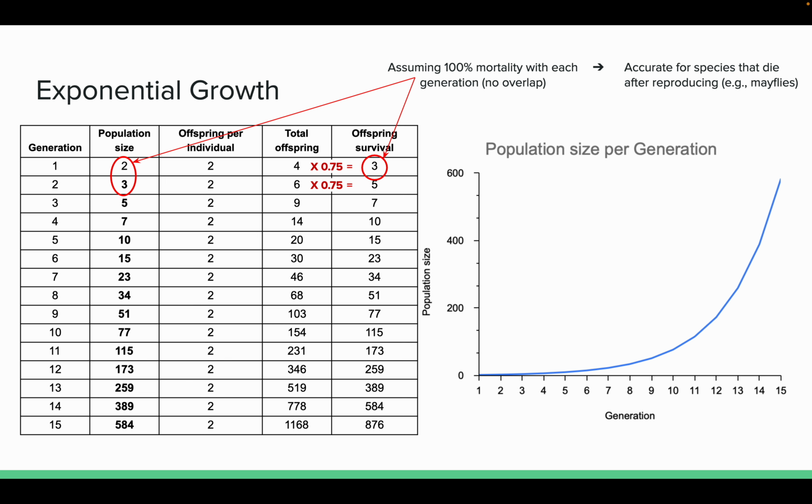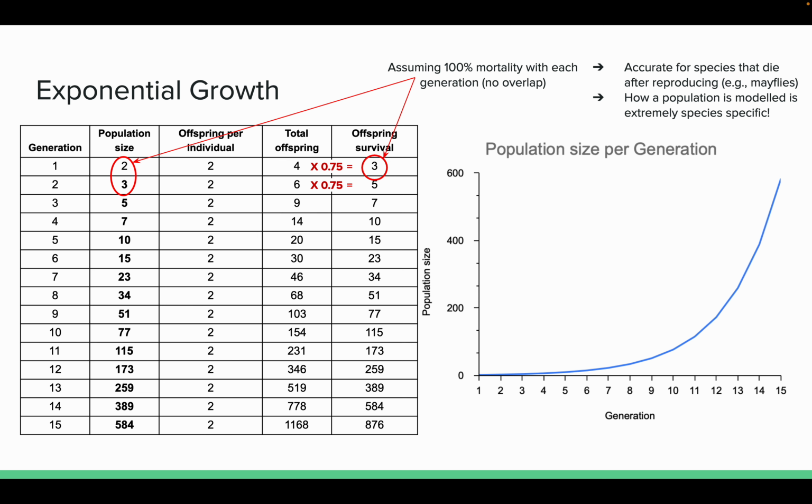So this would be accurate for species that die after reproducing. For example, a lot of insect species, including mayflies, they don't live for very long in their adult form. They produce eggs and then they go and die, I think within like 48 hours or something. So for things like mayflies, this is still a pretty reliable model. And yeah, so how a population is modeled is extremely species specific.